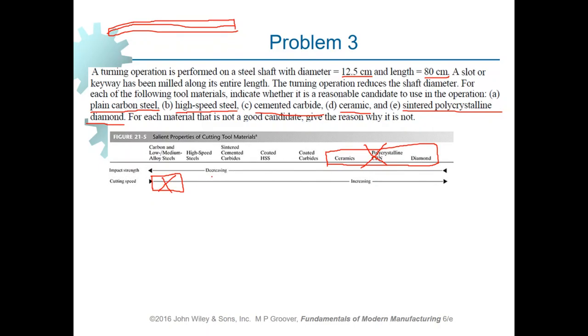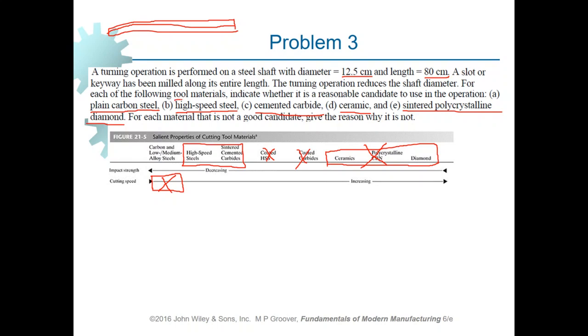We have high-speed steels or HSS cutting tools, sintered cemented carbide, and coated high-speed steel. This is not given in the statement of the problem, so this is already out. Coated carbides are also not given. So these two are out because they are not listed in the available tool materials. This leaves us with only two choices: high-speed steels and sintered carbide. These give us a reasonable cutting speed, which is not very low, and at the same time they have high resistance to impact. So these are the ones that are acceptable.